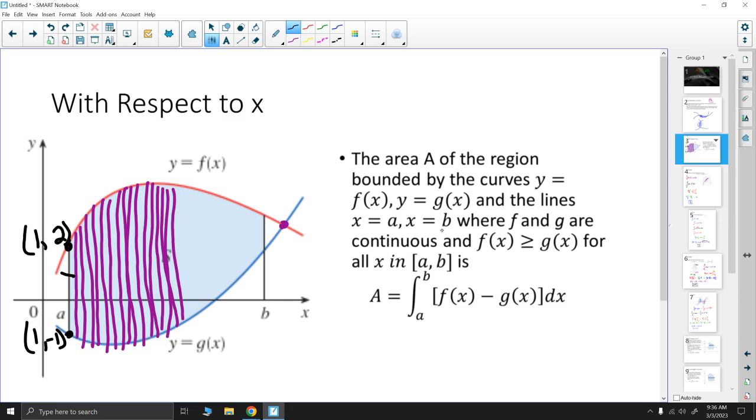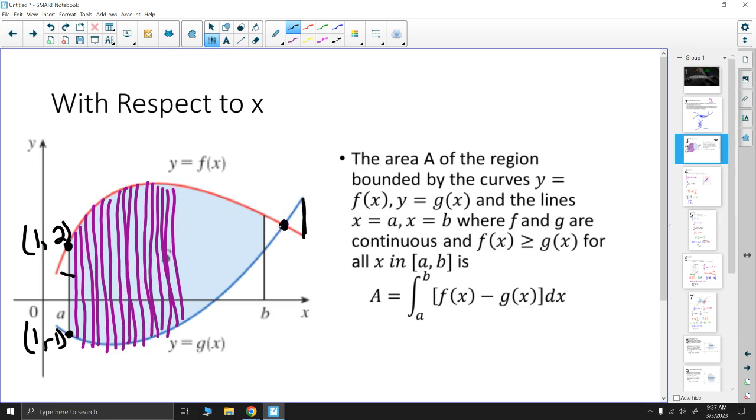So the big thing to keep in mind is that we are always taking the upper function. The upper function is the function above. So here in our definition, f of x has to be greater than or equal to g of x for all x in our interval that we care about. If you notice over here, f of x goes below g of x, but that's okay because we're not interested in this region. But if we were interested in this region as well, then all we have to do is break it up.